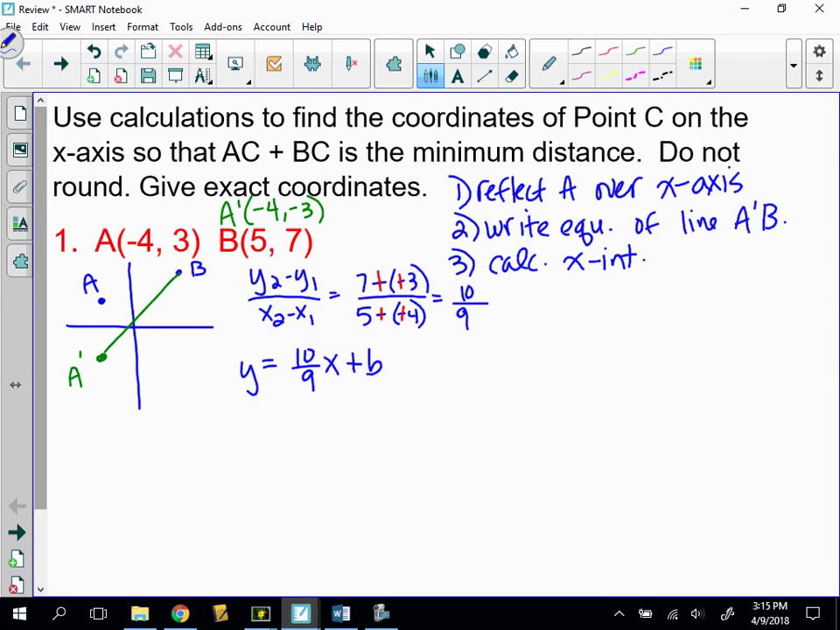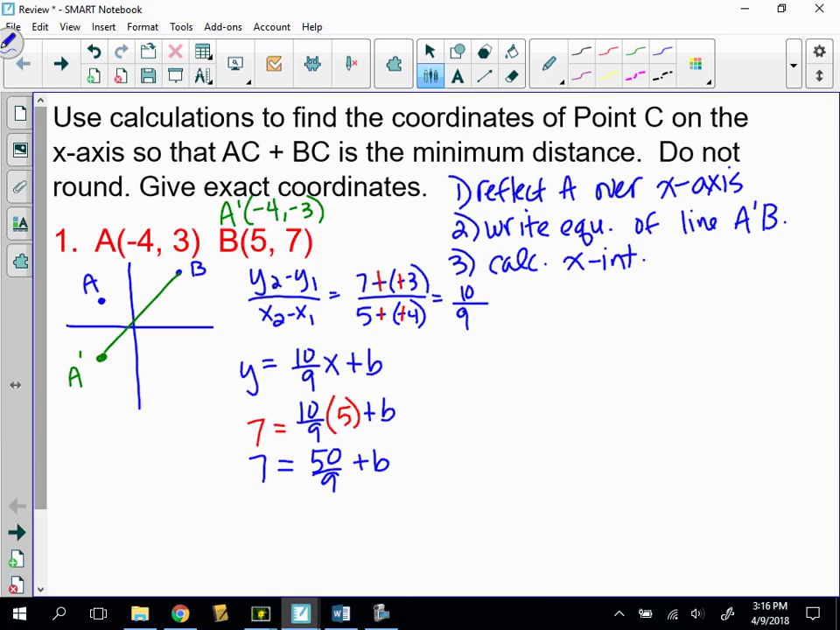So I'm going to plug in one of my ordered pairs for x and y. So I'm probably going to pick point B. So when I substitute in point B, the y is 7. Of course, my slope would be 10 ninths. I'm going to plug in the x coordinate, which is a 5, and then plus b. So when I go ahead and do 10 ninths times 5, and I'm going to rewrite it as an improper fraction, I get 50 ninths, okay, because I can just do 10 divided by 5.